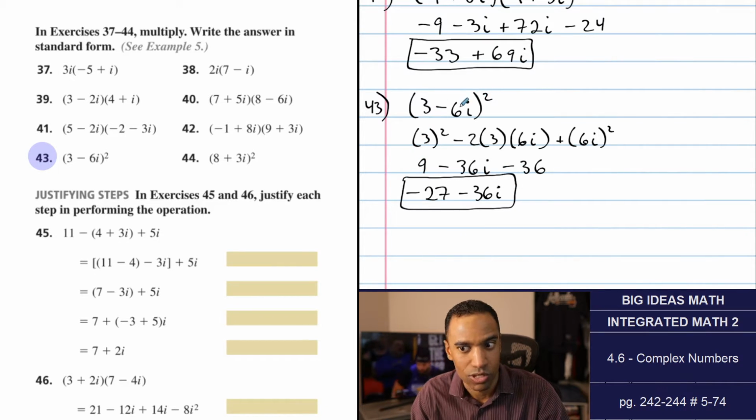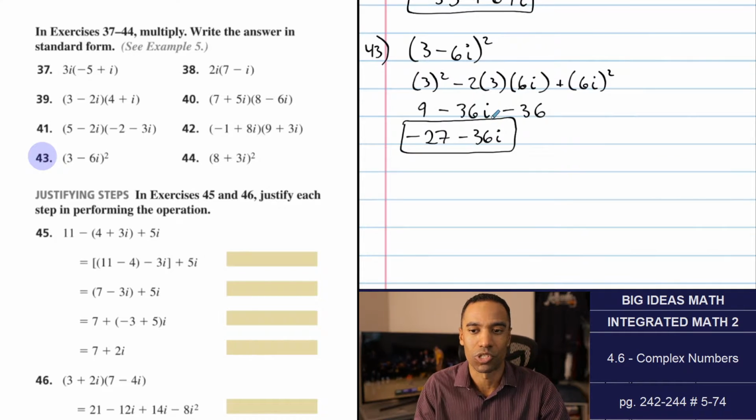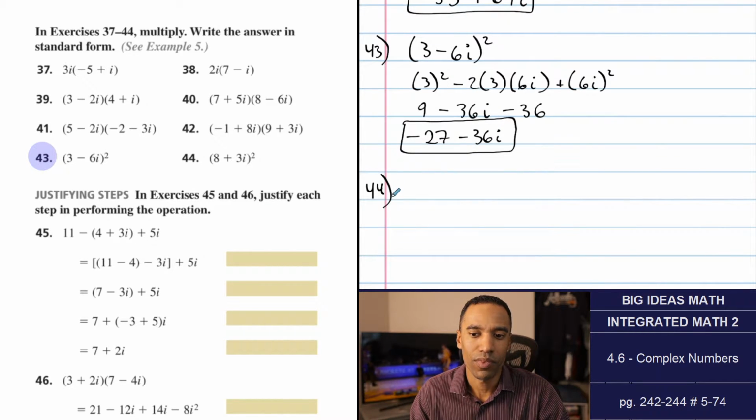No, we don't just square this and square this, right? We don't just square those two things. Number 44.